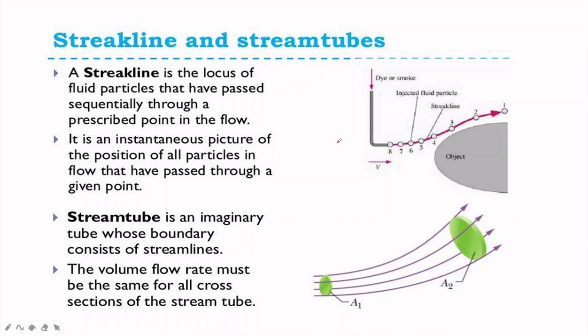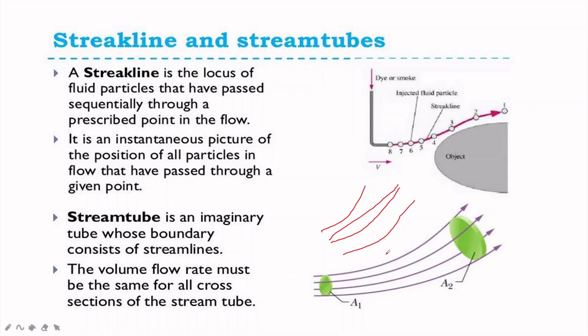What is a stream tube? Several streamlines together make a boundary, and that boundary we call a stream tube. A stream tube is an imaginary tube whose boundary consists of streamlines. So the space bounded by these four streamlines is called as what?